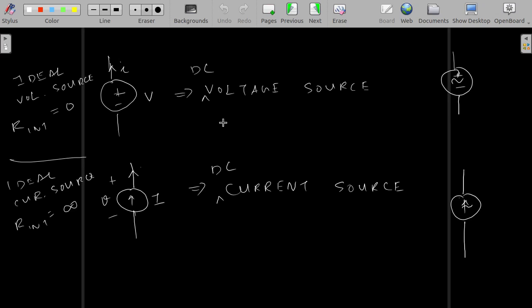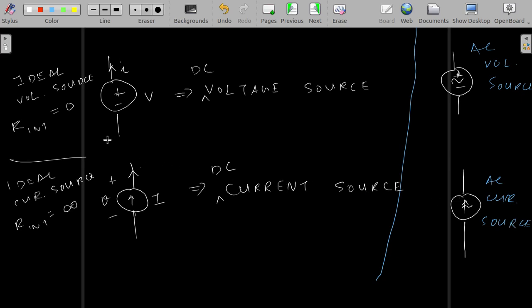Then we moved on to show some of the different types of sources. So let me draw it like this. We have a DC voltage source and a DC current source. The notations are given like this, right? And we have an AC voltage source, and we have an AC current source.